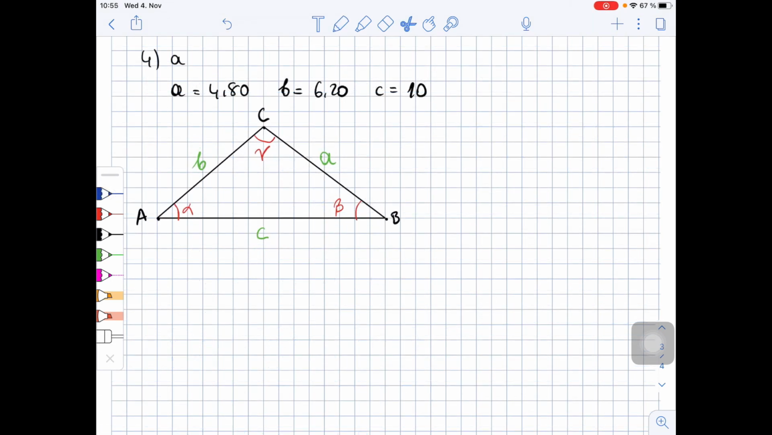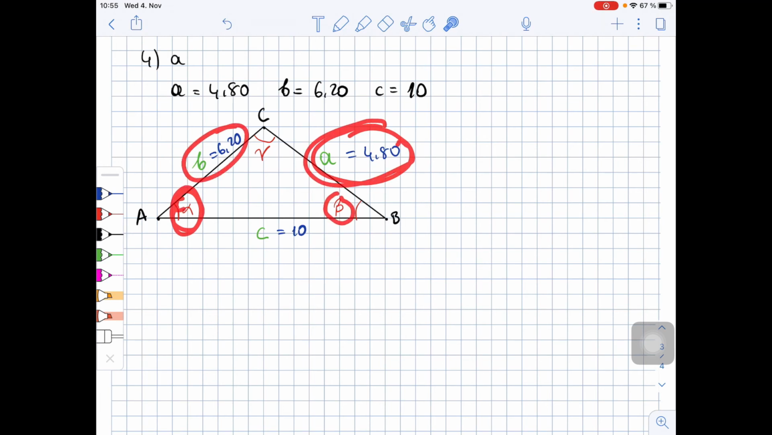Okay, let's write down all the information we are given. So I know the a is 4.80 and b is 6.20 and then c is 10. Wow, we do not know any angles, right? Can I use the sine rule? Look at it. Sine alpha divided by this. I don't know the sine alpha, but I know this. Okay, sine beta, I don't know. So we have two variables. So it's not gonna work.